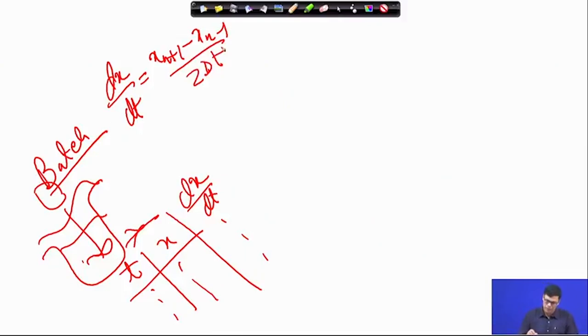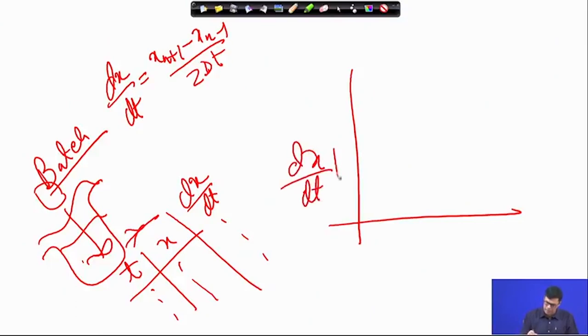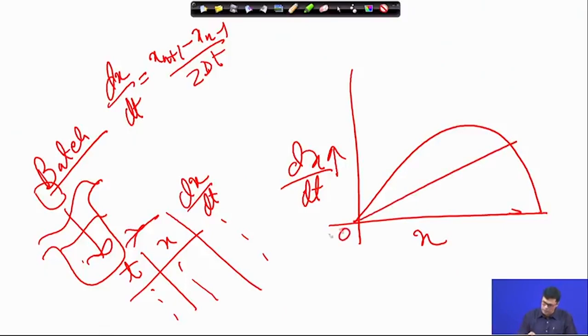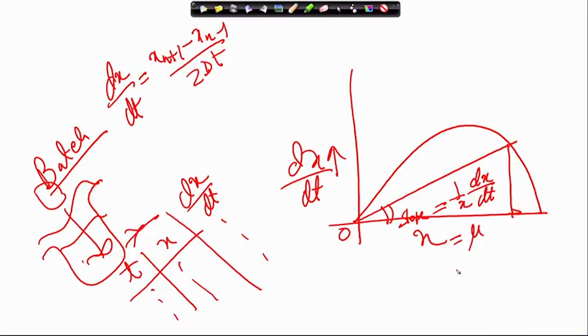Now, if you plot dx by dt versus x, what kind of plot will we get? Now, what is the slope? Slope is tan theta, which is altitude by base, am I right? So it is dx by dt times 1 by x, and this is equal to the slope. This is nothing but mu, and under steady state condition and sterile feed in the case of a chemostat, this is equal to D.